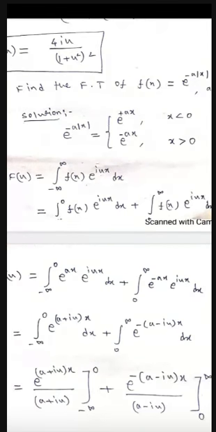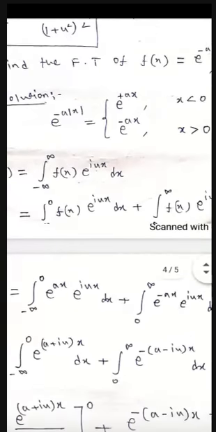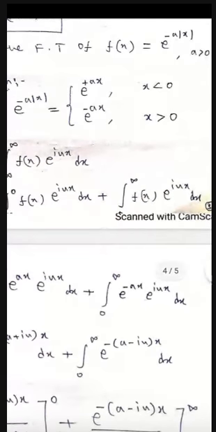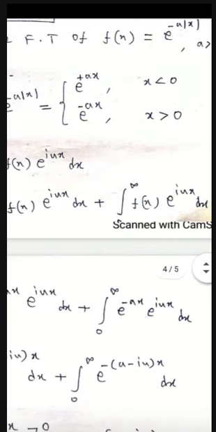The second term is from 0 to infinity. If it is from minus infinity to 0, x is negative, and in the place of e power minus a mod of x, f of x is e power plus ax. If it is from 0 to infinity, x is positive, so f of x is e power minus ax. So I can substitute e power minus ax in the place of f of x. Like that I changed it. So you can see that.